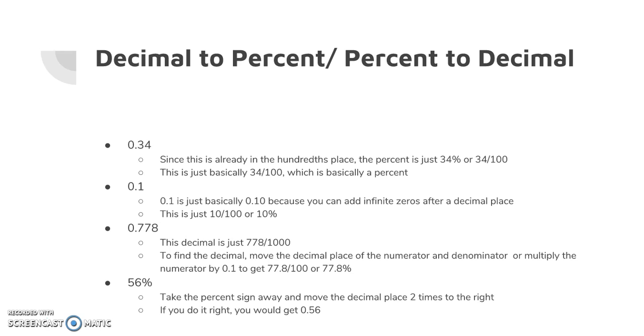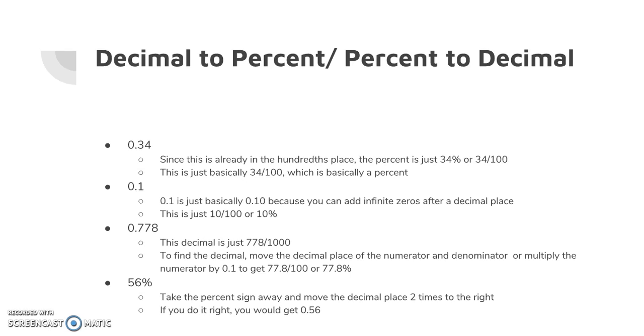Decimal to percent and percent to decimal conversion. 0.34. Since this is already in the hundredths place, the percent is just 34%, or 34 over 100. 0.1 is basically 0.10, because you can add infinite zeros after the decimal place. This is just 10 over 100, or 10%, as seen in the description of a decimal.